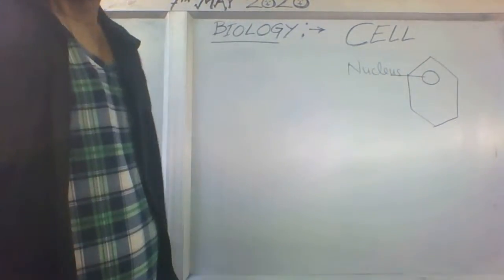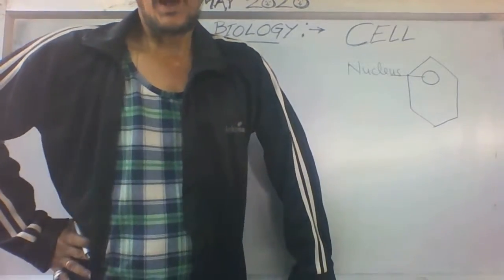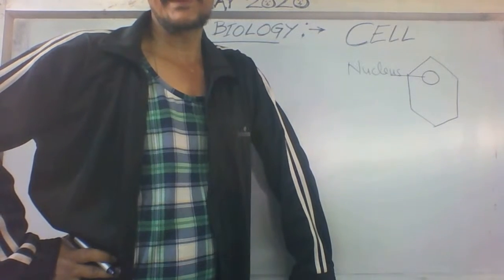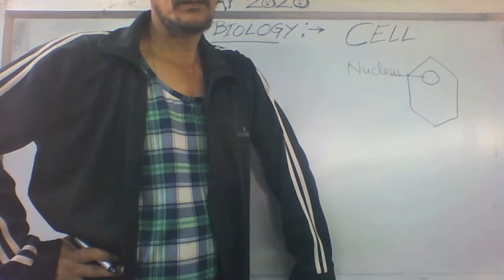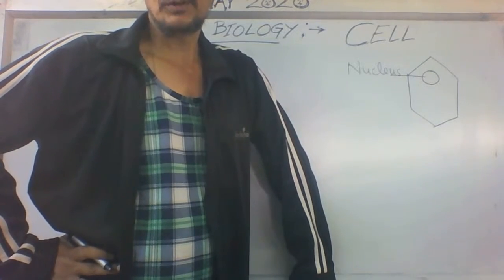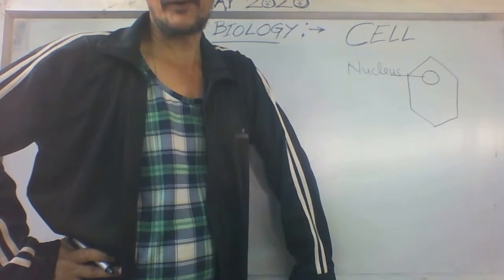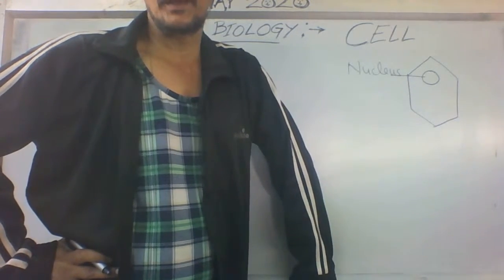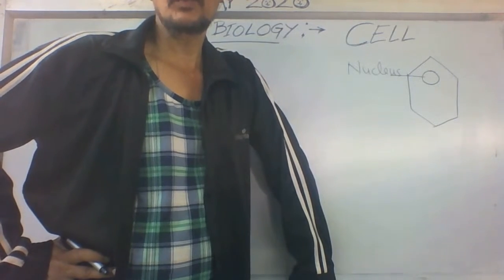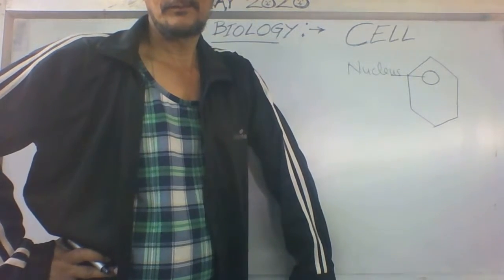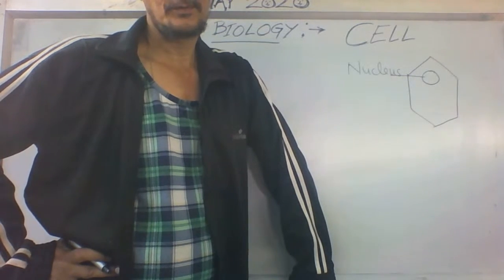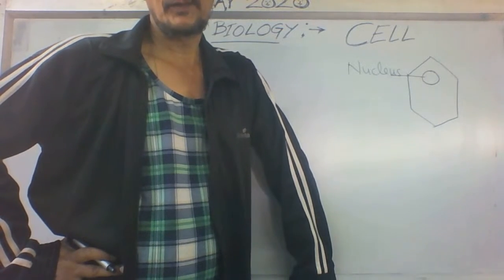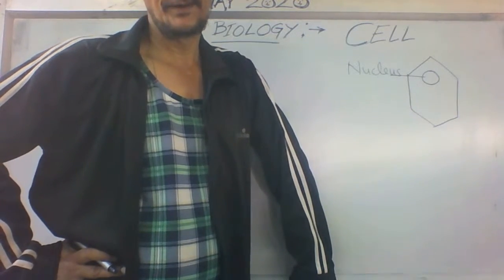Nucleus. This is called the nucleus. Remember the temporary mount of onion peel we prepared a few moments before. If we put some iodine solution on that peel, what would we see, compared to observing the peel without putting the iodine solution?